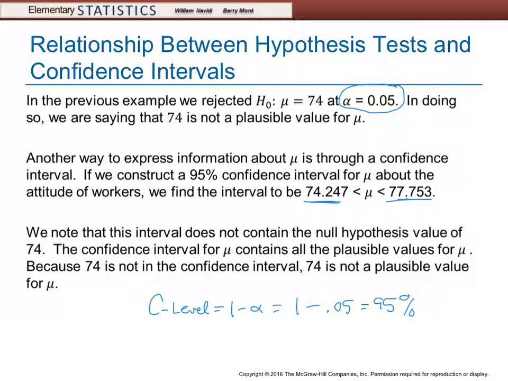We also note in this particular case that this interval does not contain the null hypothesis value of 74. The confidence interval for mu contains all the plausible values for mu. Because 74 is not in the confidence interval, 74 is not a plausible value for mu at the 95% confidence level. So in general, if we do a hypothesis test and we reject H naught, typically we do a confidence interval to reflect the new value for mu.